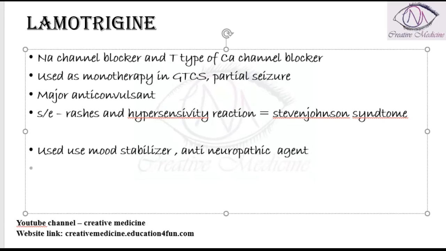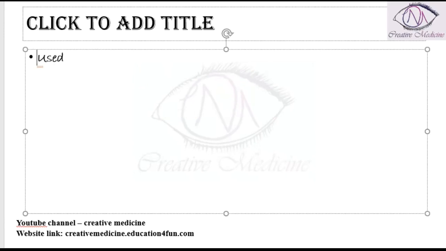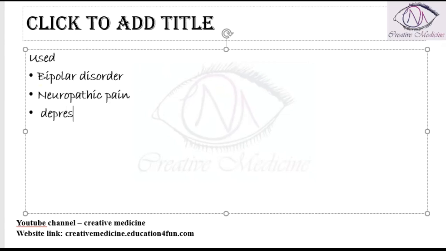So if you see the uses of lamotrigine, it can be used in bipolar disorder, and it can be used in any type of neuropathic pain. It can be used in the depressive phase of mania, especially in a patient with depressive psychosis. We can use this lamotrigine.